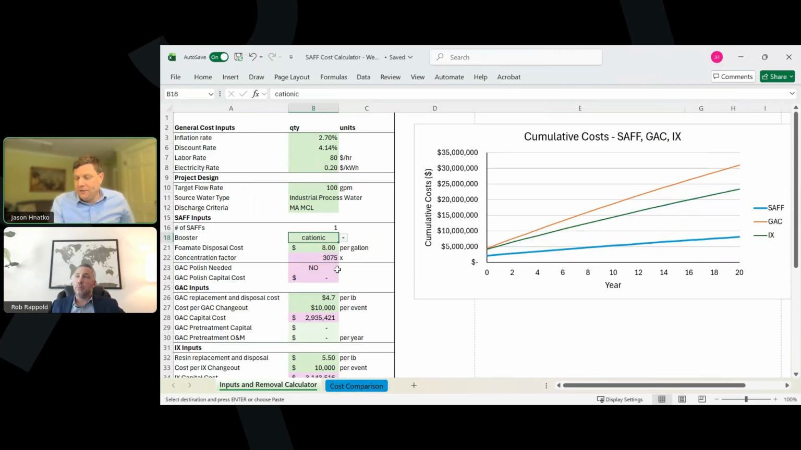And you can see when we do that, it eliminates the need for the carbon polish and our foam fractionation costs go way down. So the reason the lines were all overlapping up top is because we were using so much carbon in our carbon polish that really the foam fractionation wasn't any different than just using the activated carbon on its own. Now that we've reduced that reliance on carbon and by adding the foaming additive, we now have SAFF costs that are much lower because we don't need the carbon polish and our O&M costs have gone way down.